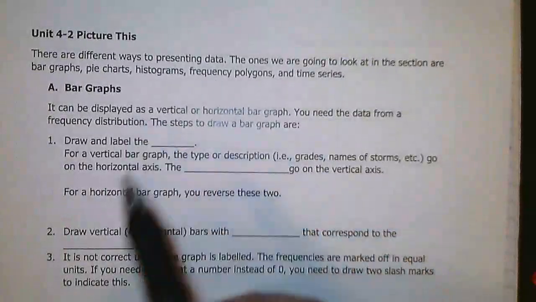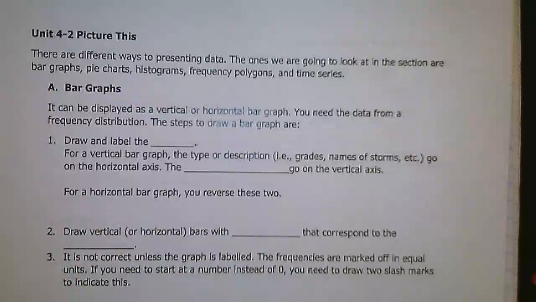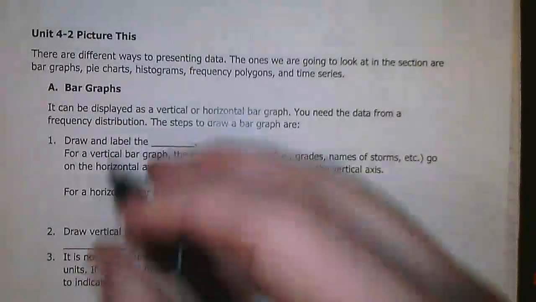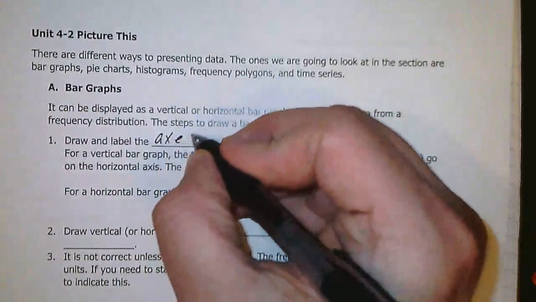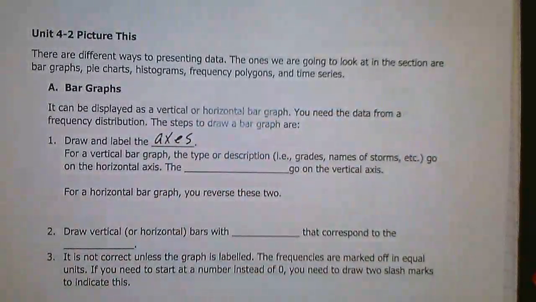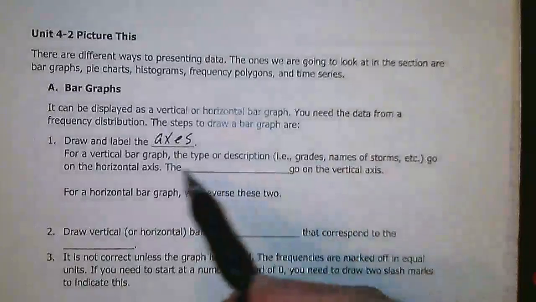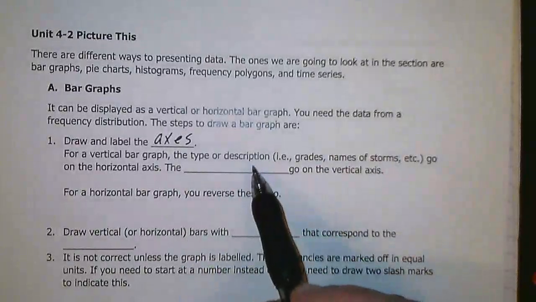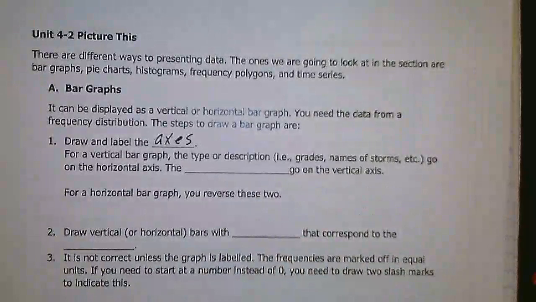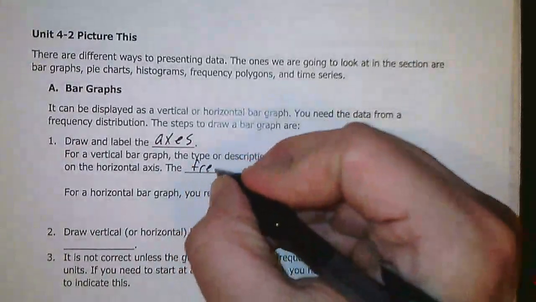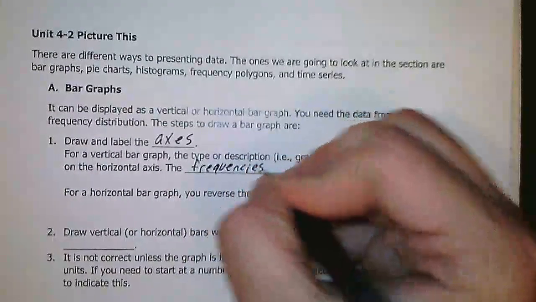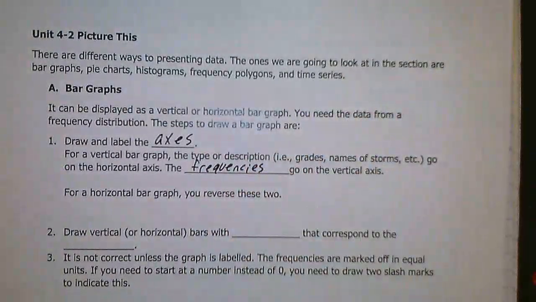It can be displayed as a vertical or horizontal bar graph. You need the data from a frequency distribution. The steps to draw a bar graph are: draw and label the axes. For a vertical bar graph, the type or description, i.e. grades, storms, etc., go on the horizontal axis. The frequencies go on the vertical axis.